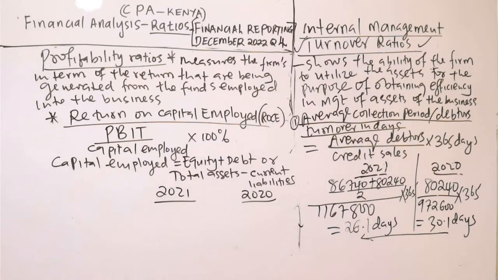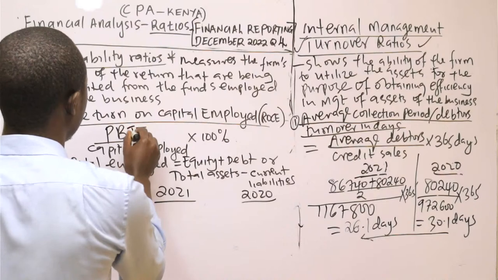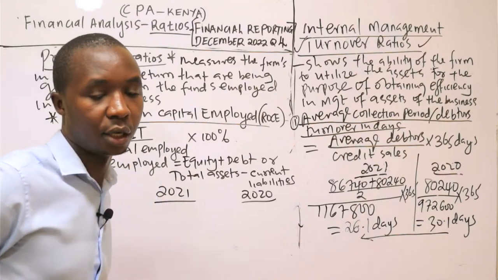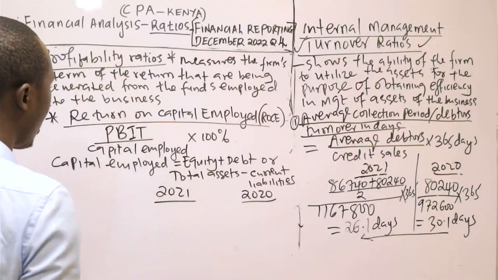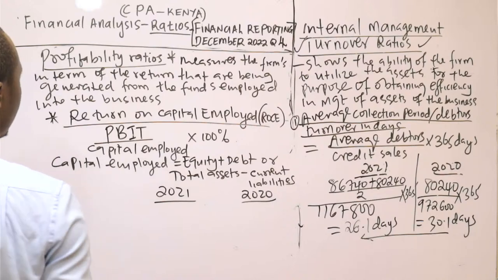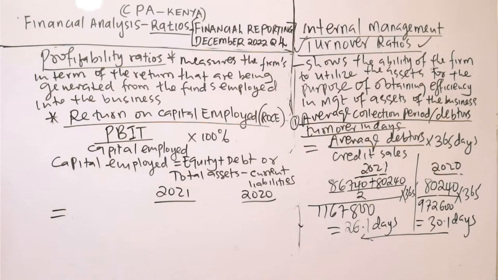So let's look at these. Remember that we can say profit before interest and tax. Looking at the question, we have the profit before tax, but which is inclusive of interest. Interest is finance cost. From the statement of profit and loss, we have the profit before tax, which is after they have deducted the interest. So I will pick that profit before tax, which is inclusive of interest.